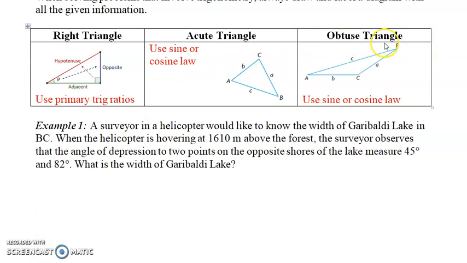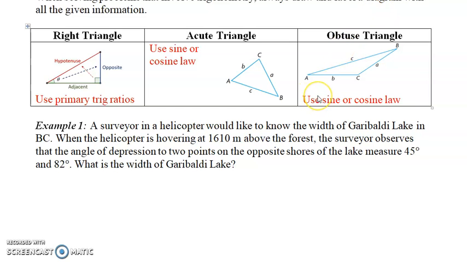And then our last scenario is when we have an obtuse triangle. So we clearly see that we have one angle, angle C here, obviously greater than 90 degrees. So we have one angle greater than 90 degrees. And again, use the sine or cos law, but just be careful. You could end up with that ambiguous case, like we had earlier on in the previous video on 4.3.